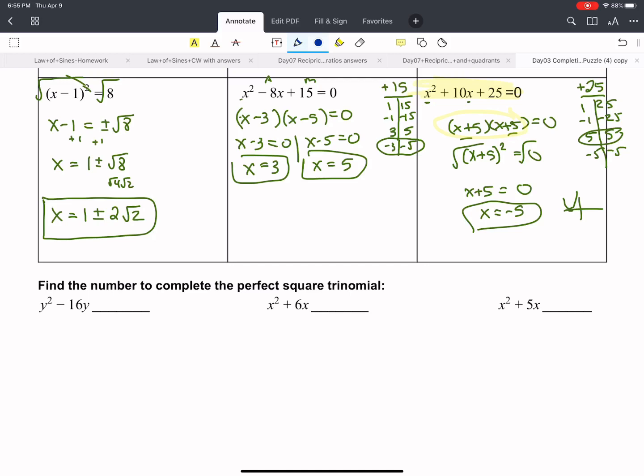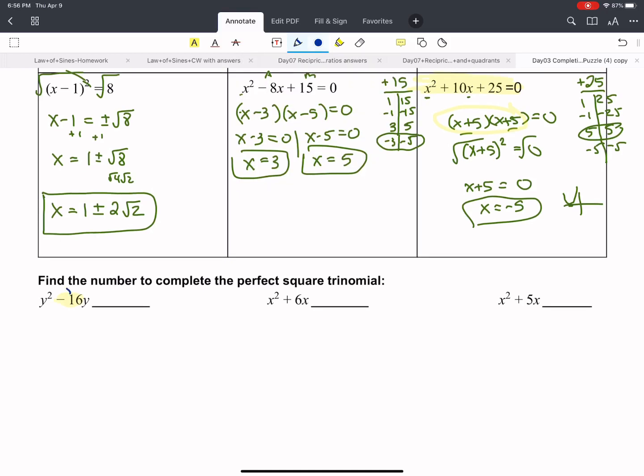So what must that last number be? That I can add to it, that last term, so that when I factor, it becomes a perfect square where they're exactly the same factors. So there is a trick to doing this. We're going to take half that number and square it. So that's negative 16 divided by 2 squared. So that's negative 8 squared, which is 64. So you add 64. So this is y squared minus 16y plus 64.